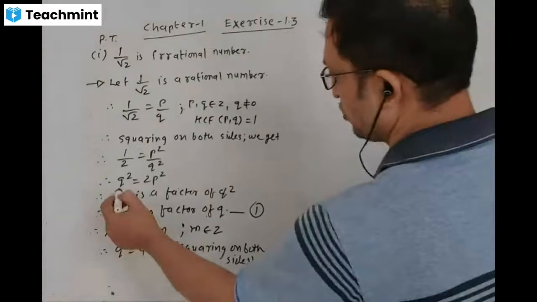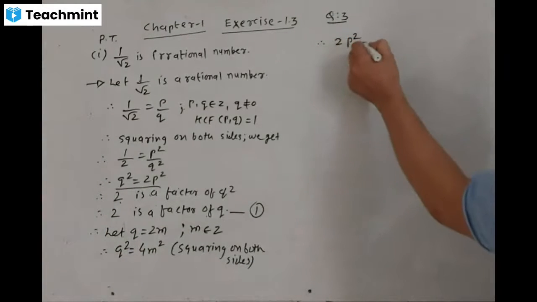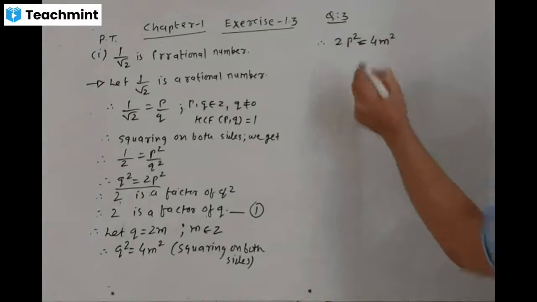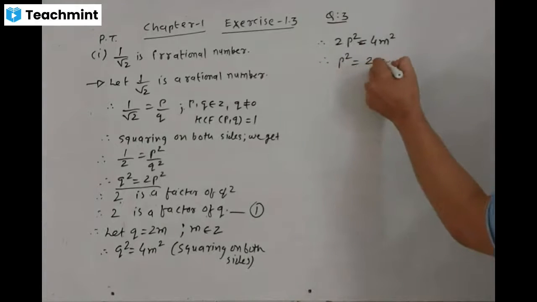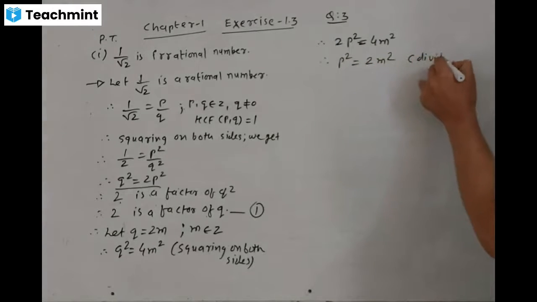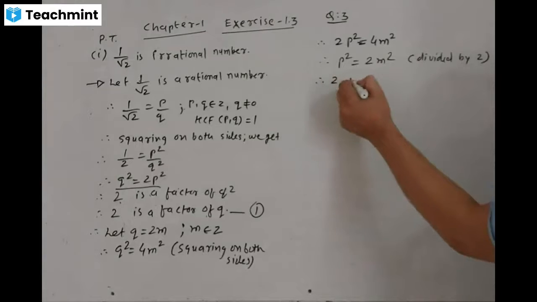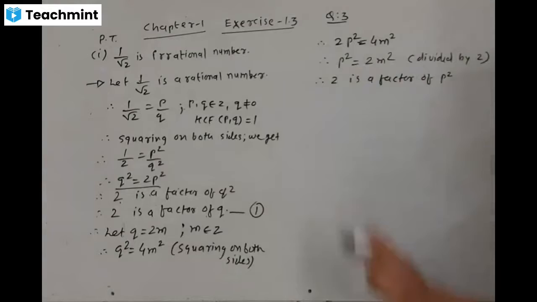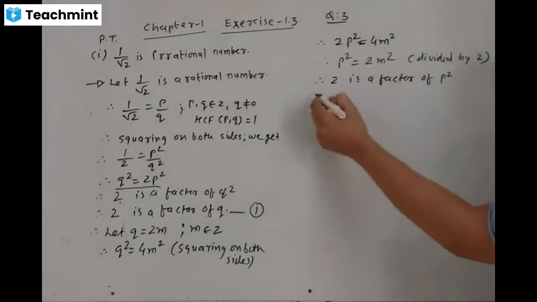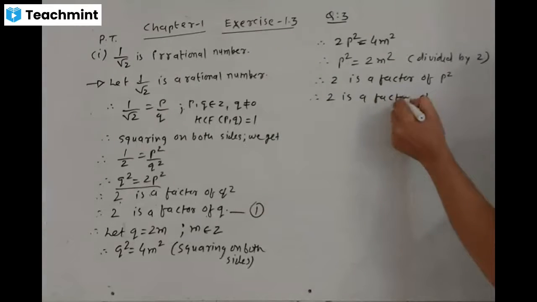But what is the value of q square? q square is equal to 2p square. Therefore, 2p square is equal to 4m square. Therefore, p square is equal to 2m square, divided by 2. दोनों को मैंने 2 से डिवाइड कर दिया. So what is here? 2 is a factor of p square. Therefore, 2 is also a factor of p.